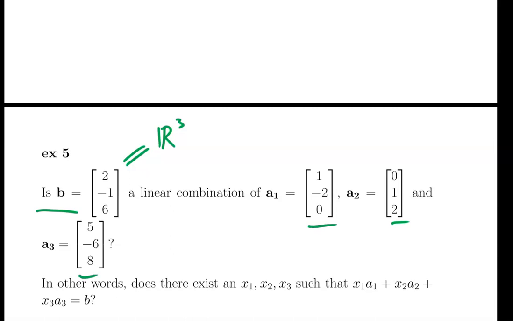In other words, can you find some, I'm calling them x's, right? Can you find some scalars x1, x2, and x3 such that x1 times this plus x2 times this plus x3 times this gives us B as a result? Is that possible?